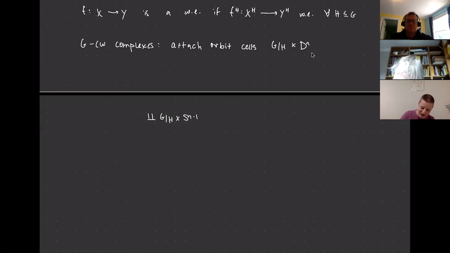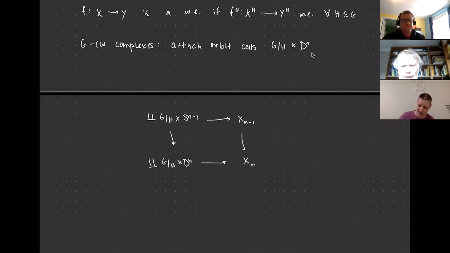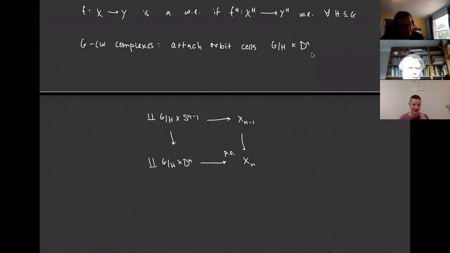So the boundary of a bunch of these cells looks like a disjoint union of a bunch of G mod H cross S^(n-1) maybe. And I would attach those to my (n-1) skeleton by thinking about how that boundary sits inside these orbit cells. And then take the pushout and form my n skeleton. Okay, and as I said, equivariant maps everywhere.